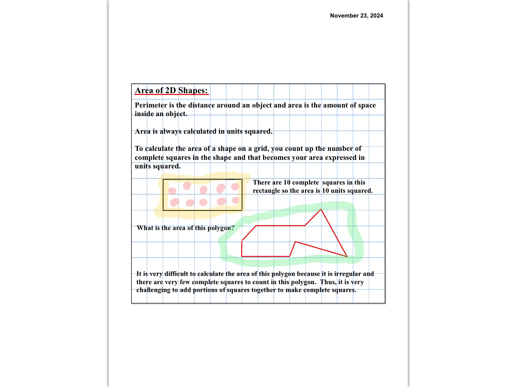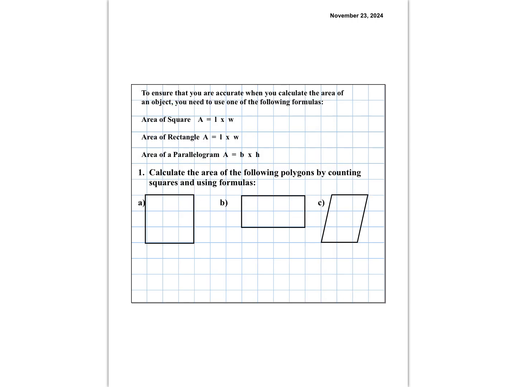So while in the past you might have counted squares, we definitely will be using formulas throughout. Just like in perimeter, which was P equals sum of all sides, today we'll be reviewing formulas that are really important and that you need to memorize and know how to use. So the first one, to ensure that you're accurate when you calculate the area of an object, you always need to use one of the following formulas.